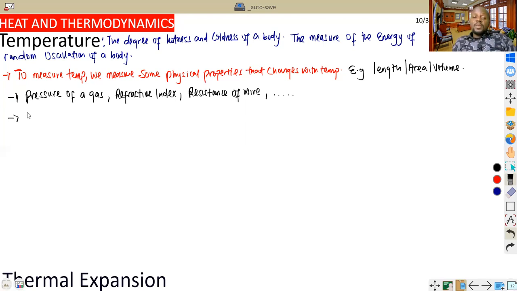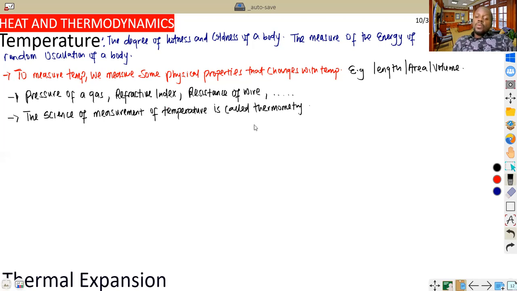Now, be that as it may, we can just say the science of measurement of temperature is called thermometry. Because this is the way it's written in your syllabus, we should discuss thermometric properties. When we talk about thermometric properties and the instruments we use for measurement, I hope students still remember it is the thermometer, which I believe you all still have an idea of.